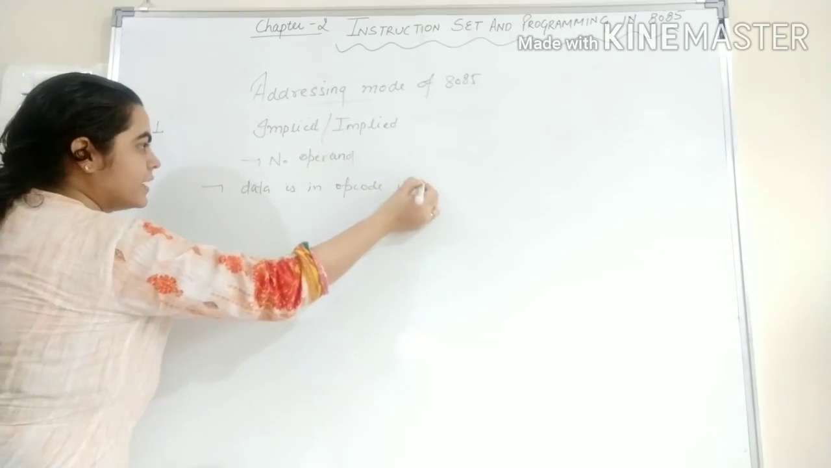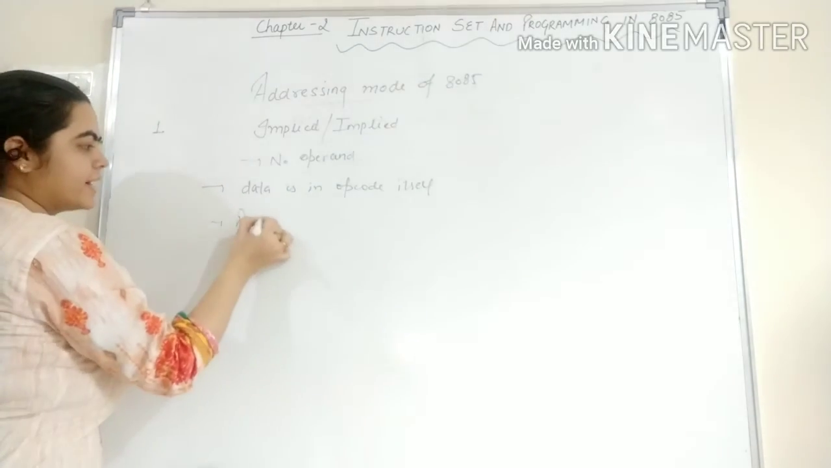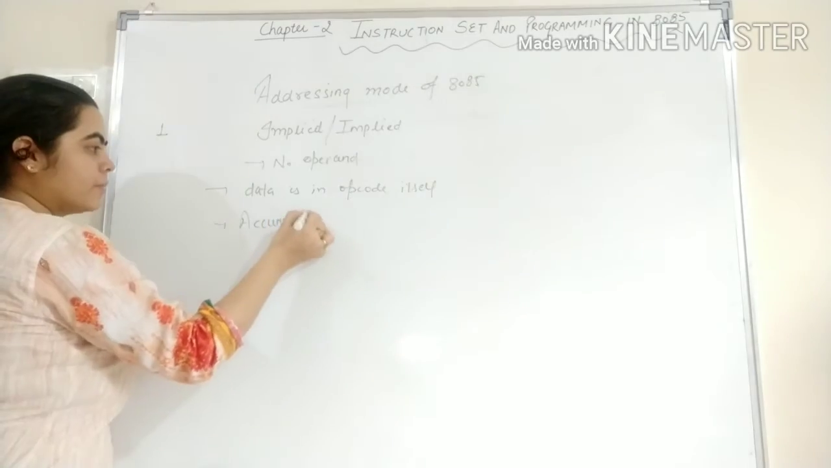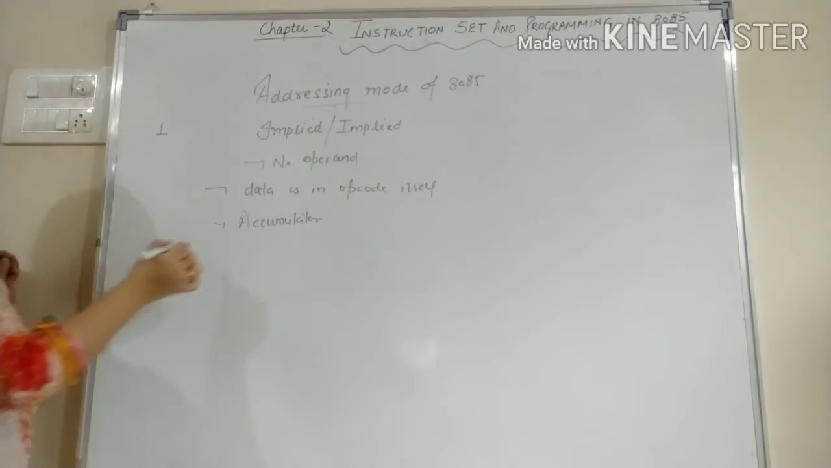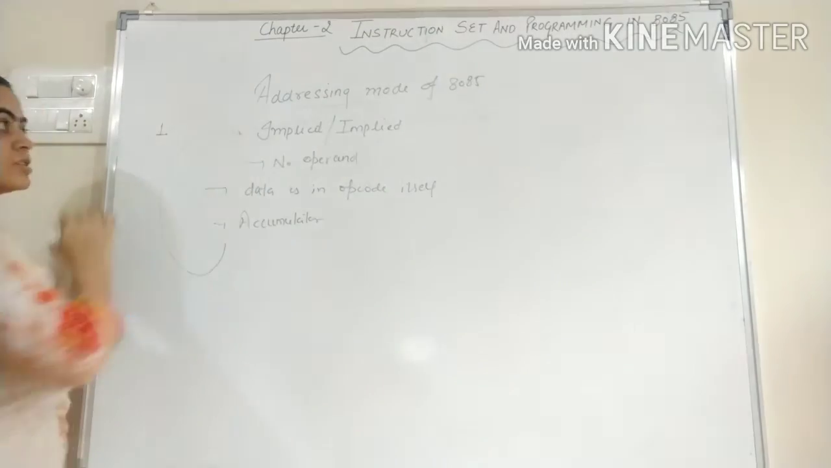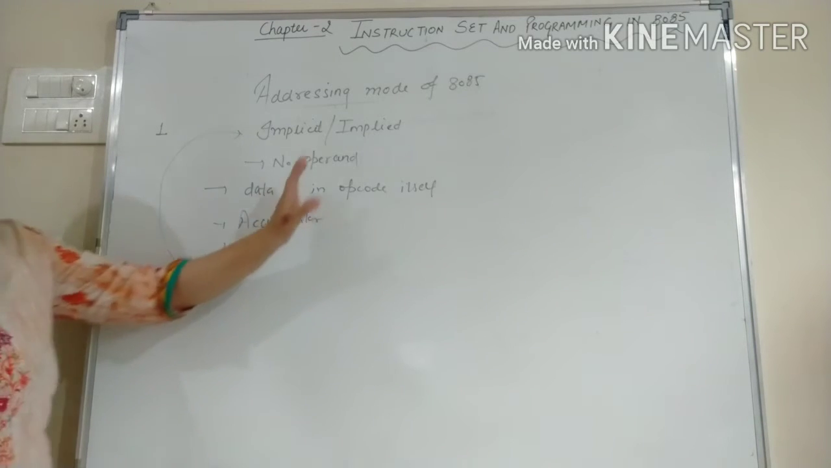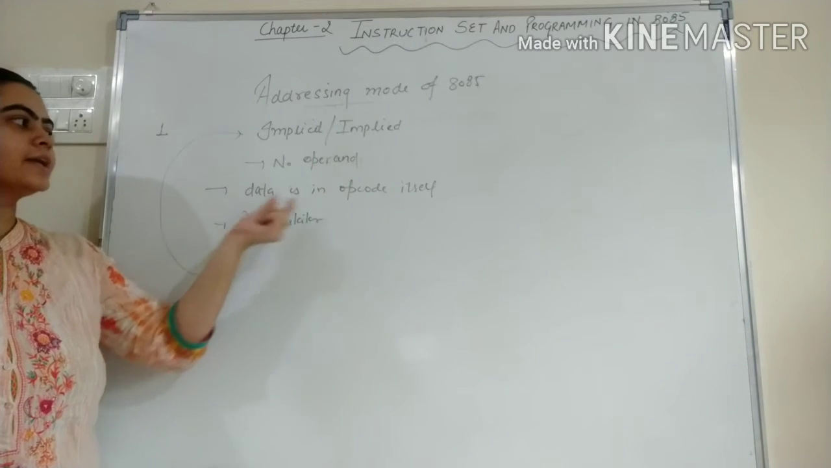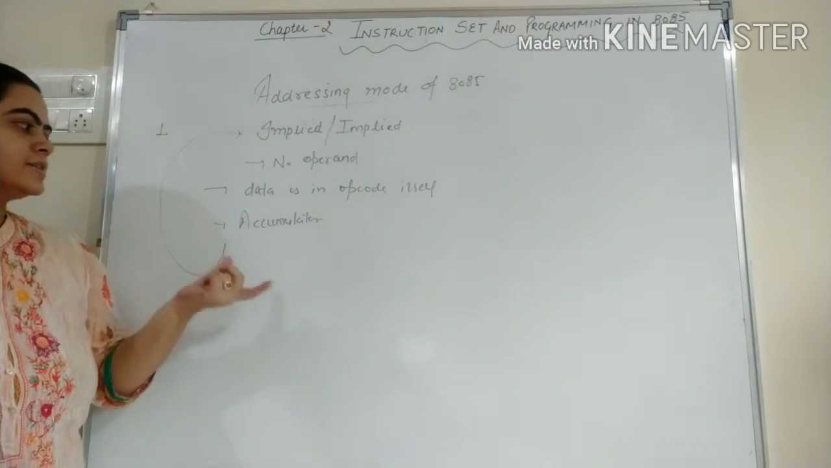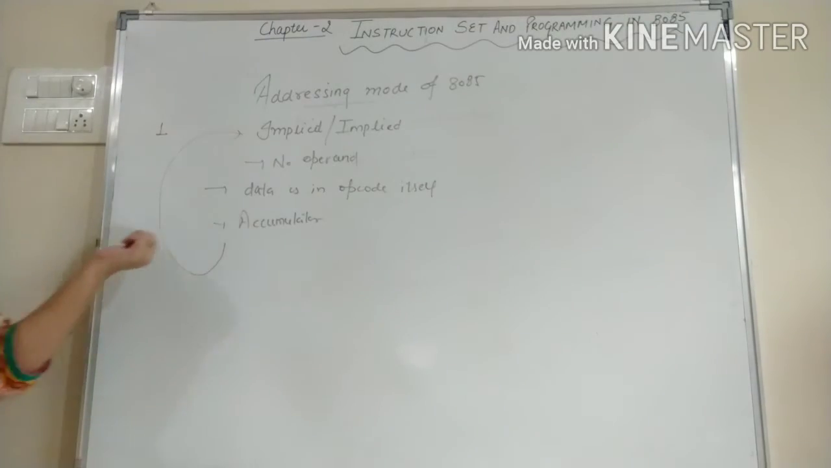So basically here the data is present inside the accumulator. So maximum logical operations or logical instructions fall under this addressing mode. That is the implicit or implied addressing mode where no operand is specified explicitly. Data is inside the opcode itself, and most of the time the logical instructions come under this addressing mode.